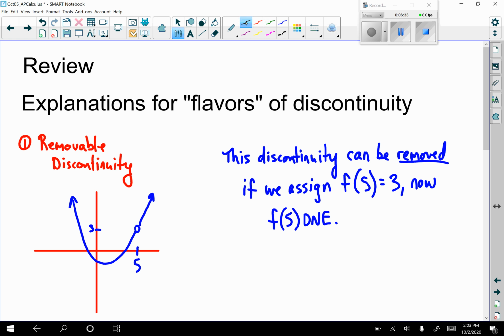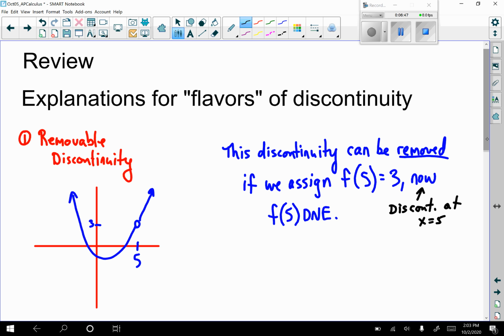Now f of 5 does not exist. So also right now we would say discontinuous at x equals 5 for right now. But we can remove that if we assign f of 5 is equal to 3.